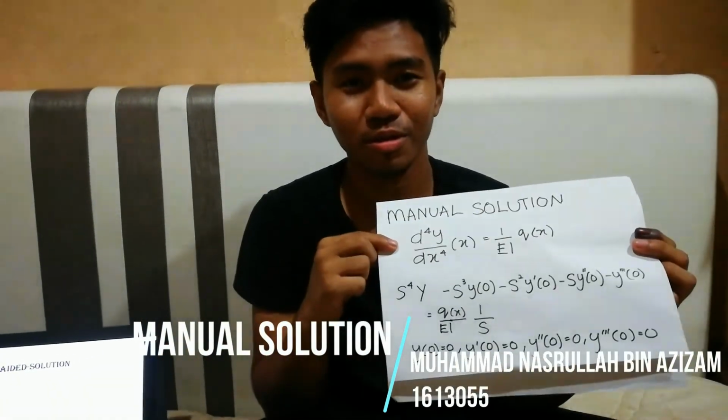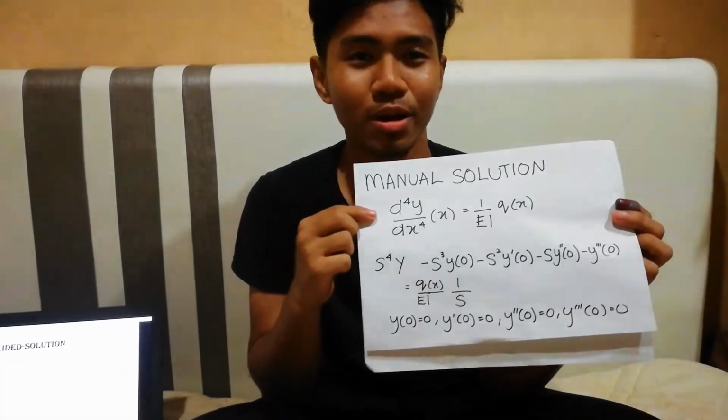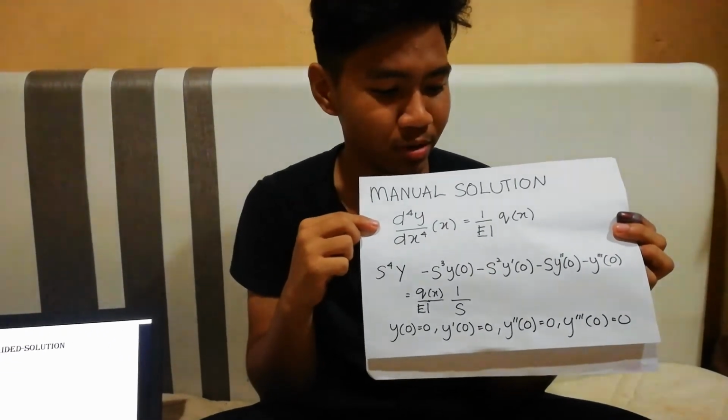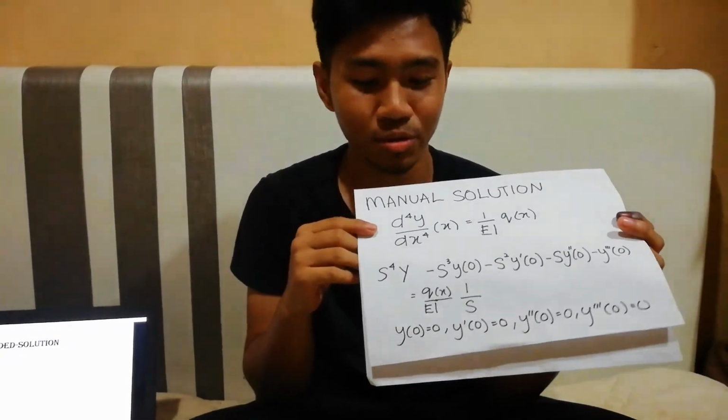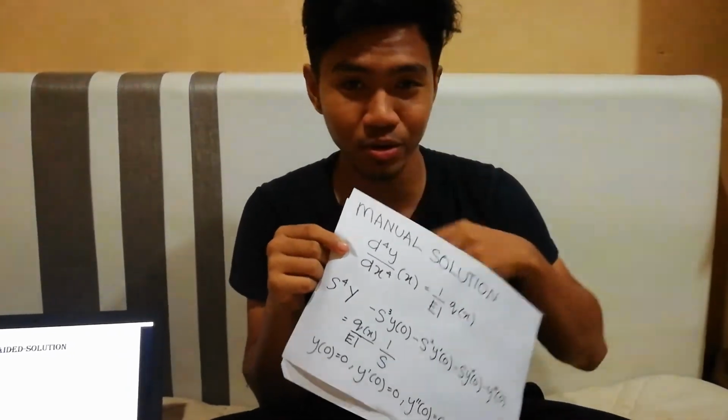Thank you. Hi, my name is Muhammad Nasrullah, and now we're going to proceed with the manual solution. This is the equation of our project: the fourth derivative of y is equal to q(x) over EI, where q(x) over EI is a constant. Then we took the Laplace transform on both sides.